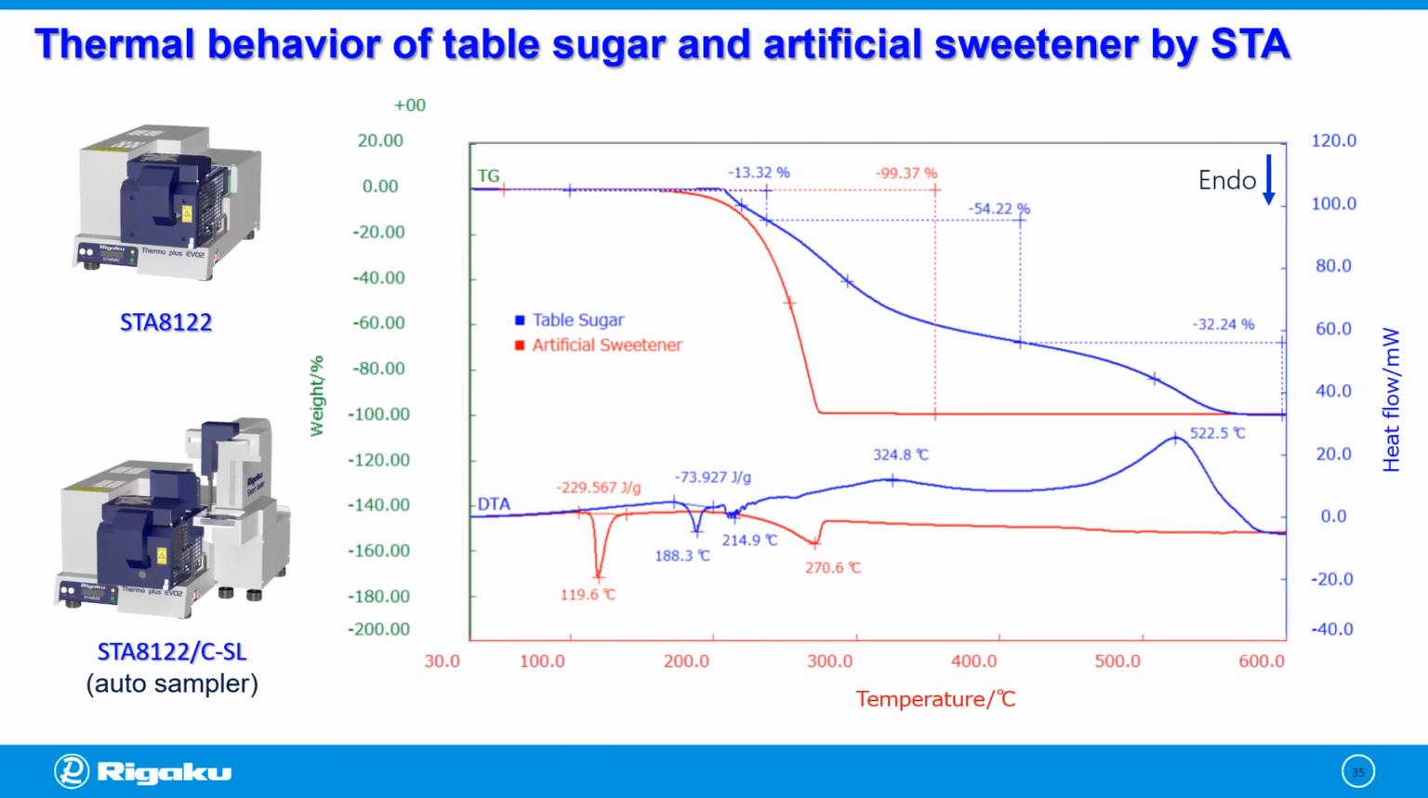Here we compare the thermal behavior of table sugar and artificial sweetener measured in air atmosphere. Unlike the sugar, since artificial sweeteners do not contain carbohydrates, we cannot observe the exothermic reactions due to caramelization and combustion that we have observed in granular table sugar. The STA method could be an essential tool in detecting contamination with counterfeit artificial sweeteners.